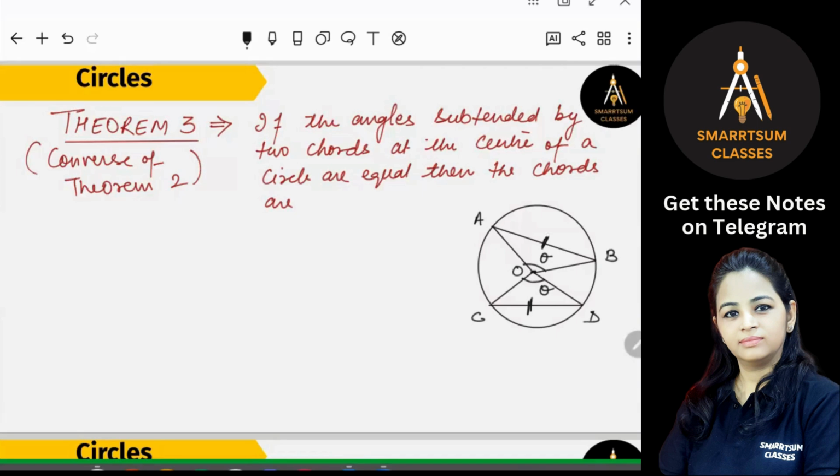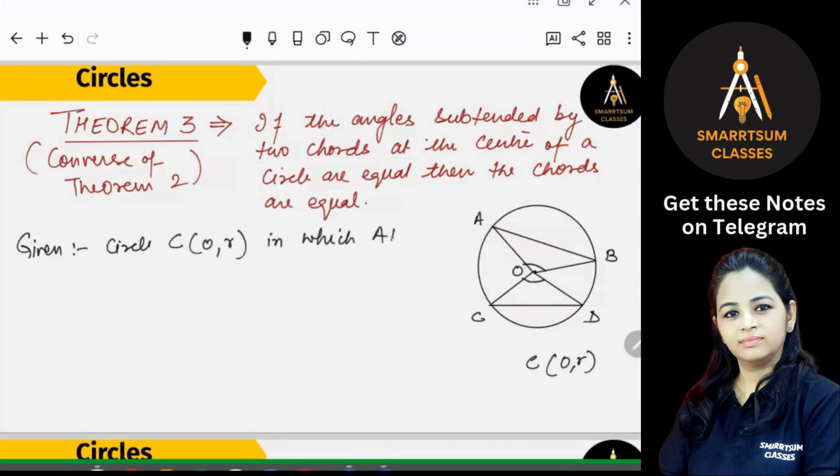So let's see how to prove this theorem. Now, what is given here? Given is that there is a circle, as you can see here. This is a circle, suppose C, with center O and the radius R, in which AB and CD are two chords.